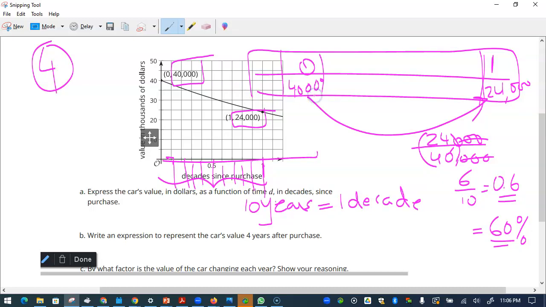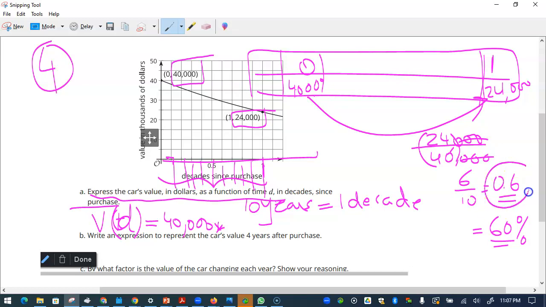But we want to express the value of the car as a function of decades since purchase. So we can write the value as V of D, where D stands for decade. In the beginning it was 40,000, and 0.6 is b, the decay factor. So b raised to D, and you're done.